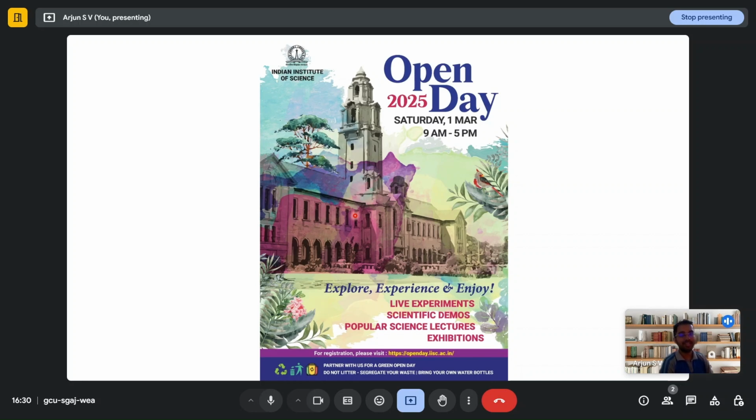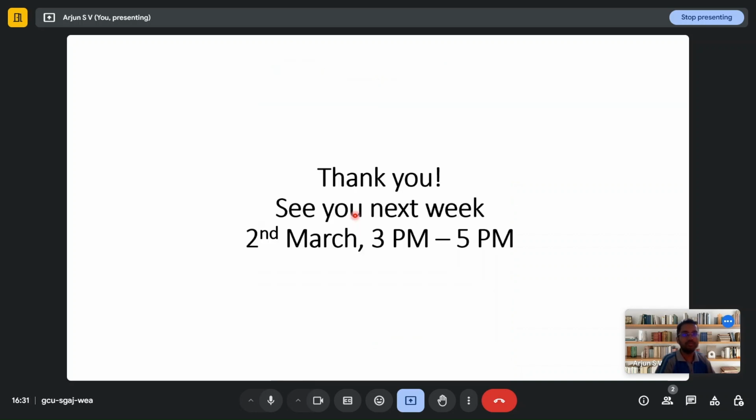Since it is happening on Saturday, 1st March, which will clash with the regular TA session, I have asked the NPTEL team to postpone it to 2nd March, which is Sunday, from 3 p.m. to 5 p.m. So the next TA session will be on 2nd March, Sunday, from 3 p.m. to 5 p.m. The other TA sessions from week 7 and week 8 will be on Saturdays only, hopefully, if there are no changes in the final schedule. But this TA session will be on 2nd March.